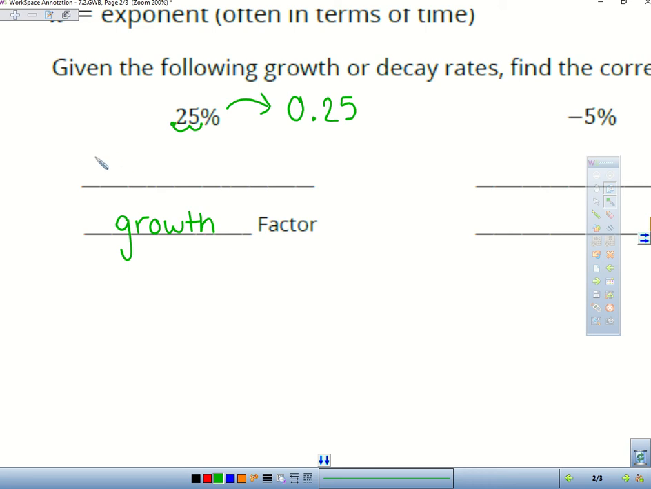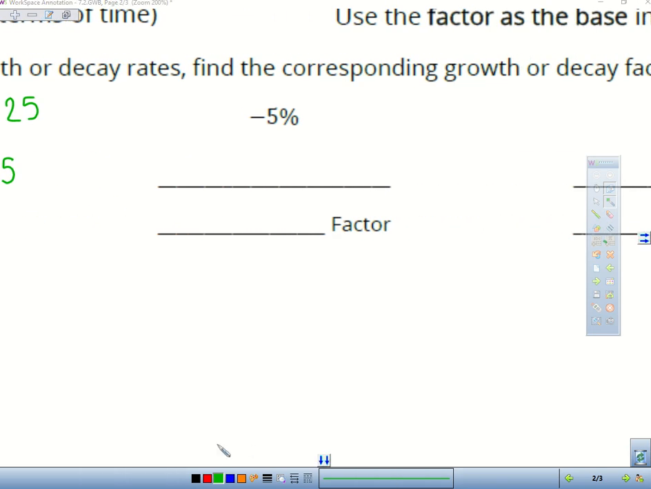So growth, to find your growth factor, you do 1 plus whatever that rate is as a decimal. And that comes out to be 1.25. And this is called your growth factor, and this is what you use in the formula. Now importantly, you need to know how to recognize a growth factor, and a growth factor will always be greater than 1 in a formula. Okay? Alright, so let's go ahead and identify a decay factor.